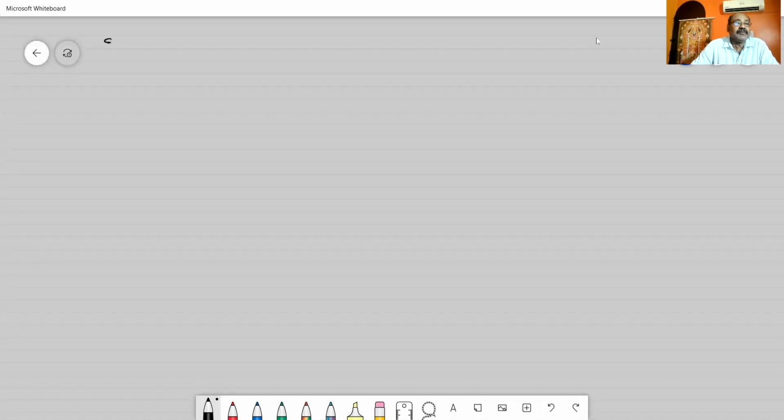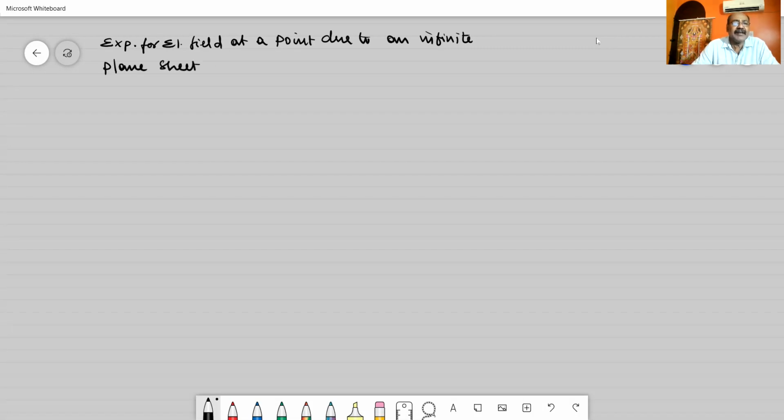We are going to consider the next application of the Gauss law, that is, the expression for electric field at a point due to an infinite plane sheet of charge. So I am considering a plane sheet of charge. Let us take this plane sheet of charge as of infinite size.